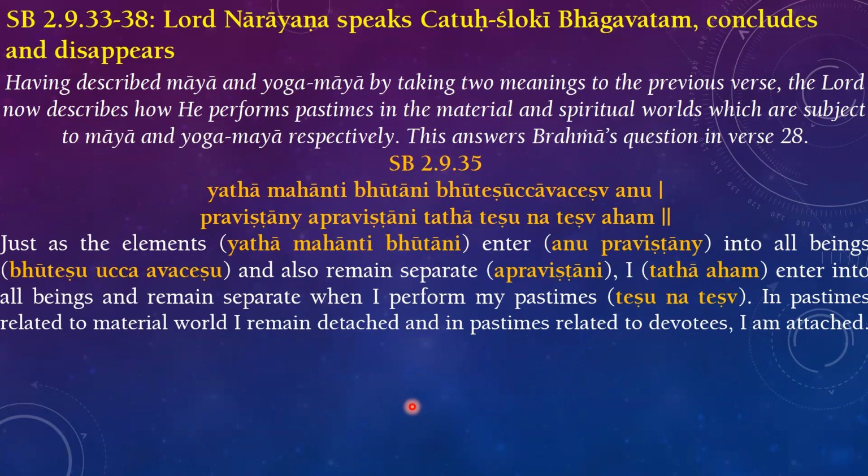Just as the 24 elements enter into all beings and also remain separate, the earth, water, fire, ether are there in my body, in your body, in his body, and also outside. This is also earth, water, fire, ether. Everything is there in this building also, in the entire earth globe, in the entire Bhumandala, in the entire 14 planet system. They are there outside of us, and within our bodies also.